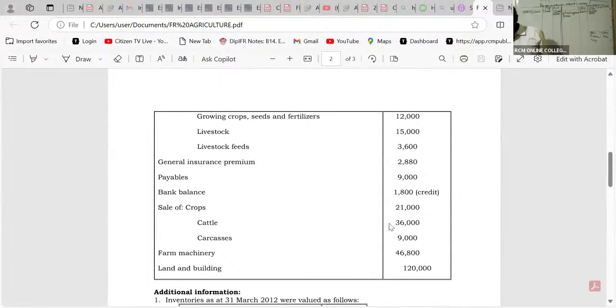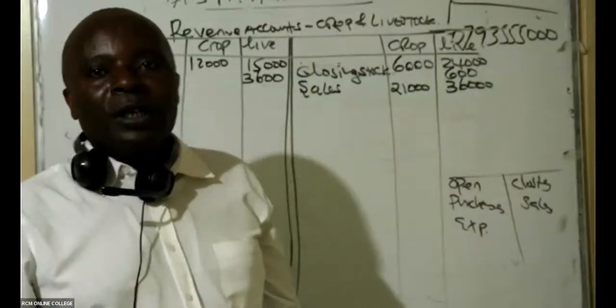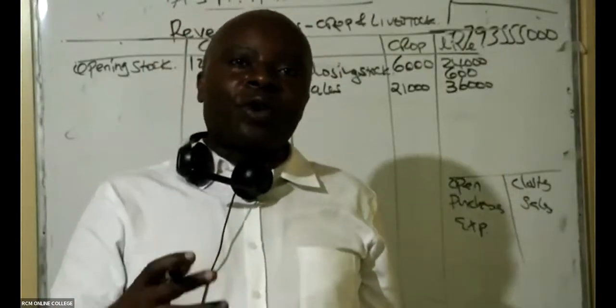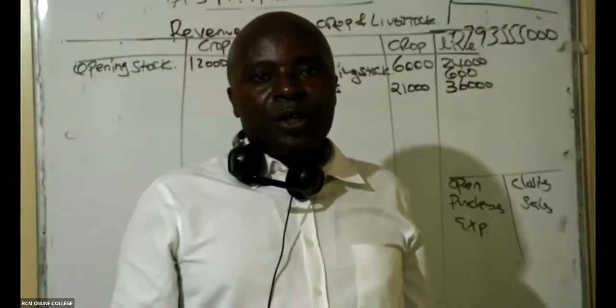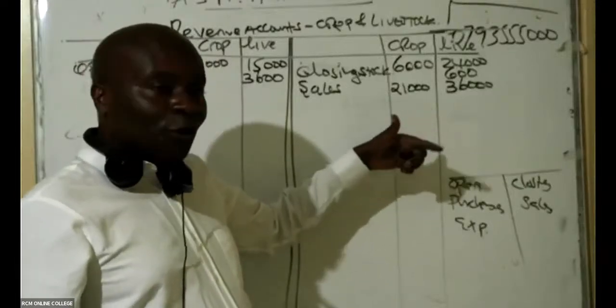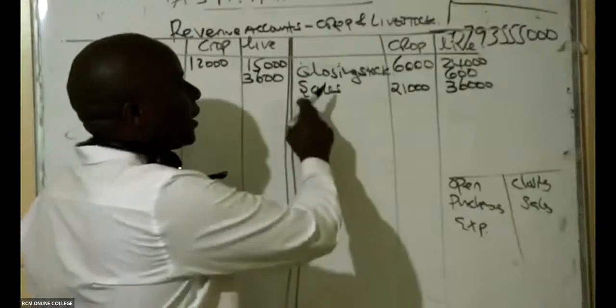Sales of crops, 21,000. And then we have sales of cattle, 36,000. Then we have some other strange thing here. Sales of carcasses, 9,000. A carcass, of course, is the animal that we eat. When we slaughter cattle, their meat is called a carcass. A carcass can't be a crop. That's a dead animal, although it's sold.